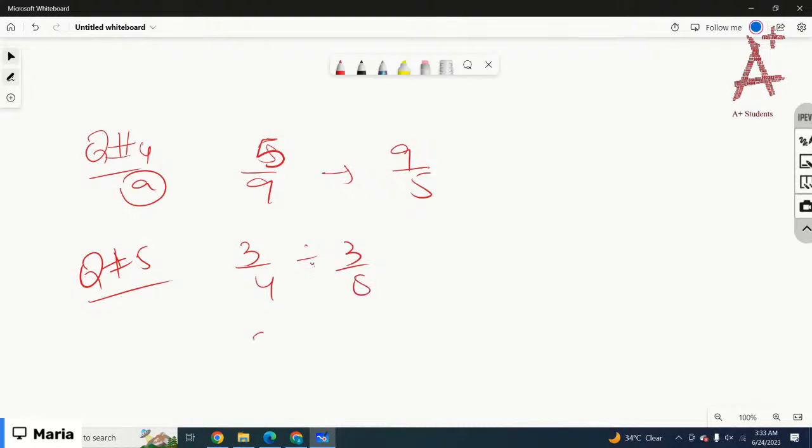You have to replace the division sign with multiplication. It would be 8 over 3. 3 and 3 cancel out, and 8 over 4 is 2. That means the quotient is 2. How can you represent the quotient?